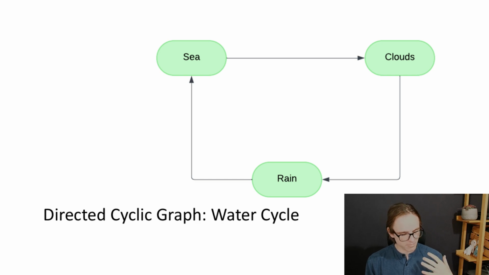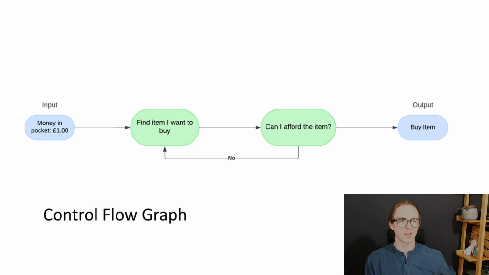Now what if we want to represent a process or a task? We can use something called a control flow graph, and that represents an execution starting with an input, going through the process, and then reaching some output.